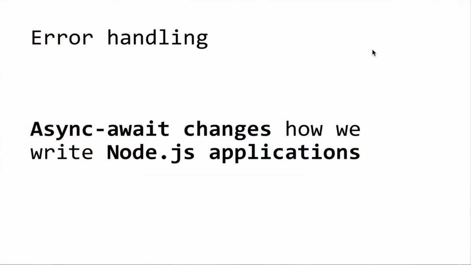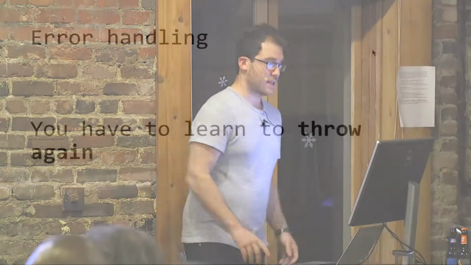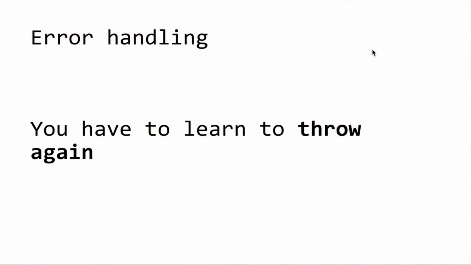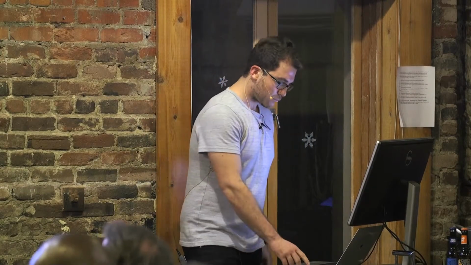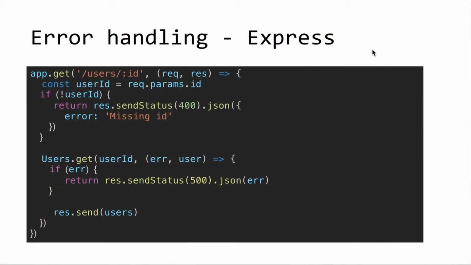In the past couple of months, probably async await changed the most how we are handling errors in our Node.js applications. And one of the most important things here, in my opinion, is that we have to learn to throw again. Previously, we used to write a lot of callbacks. So if you were writing Express applications, you did something like this. This is a very ugly example. You should never do this.